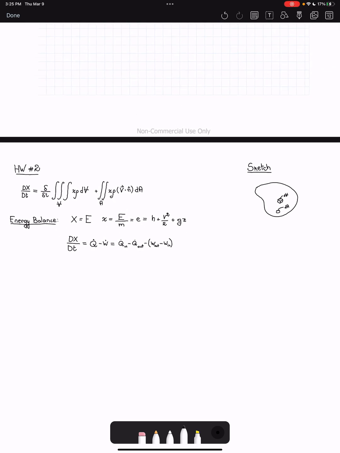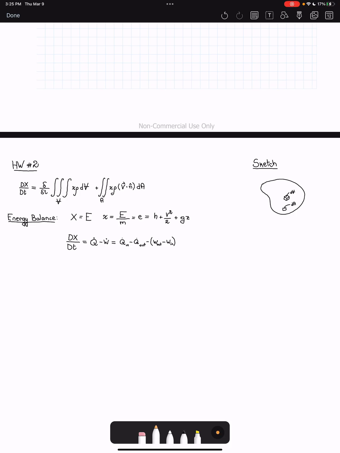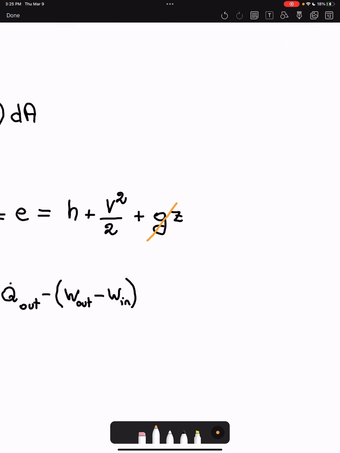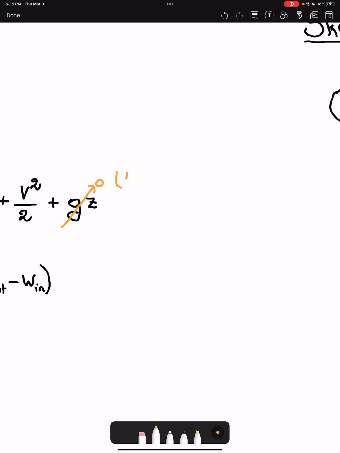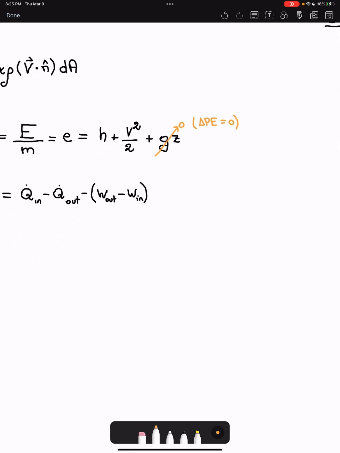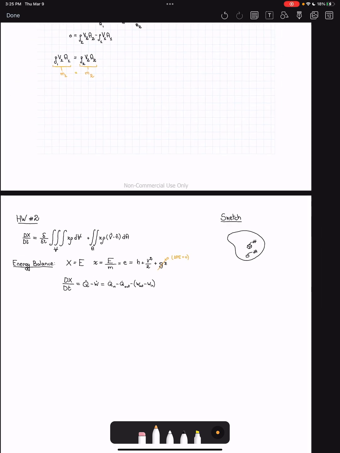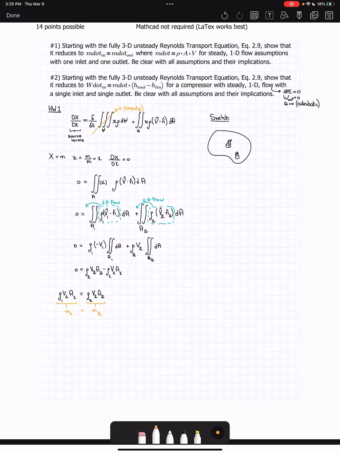Let's first simplify everything. So this will cancel because the change in PE is equal to 0, okay? Then we said that there is no work out. It's a compressor.